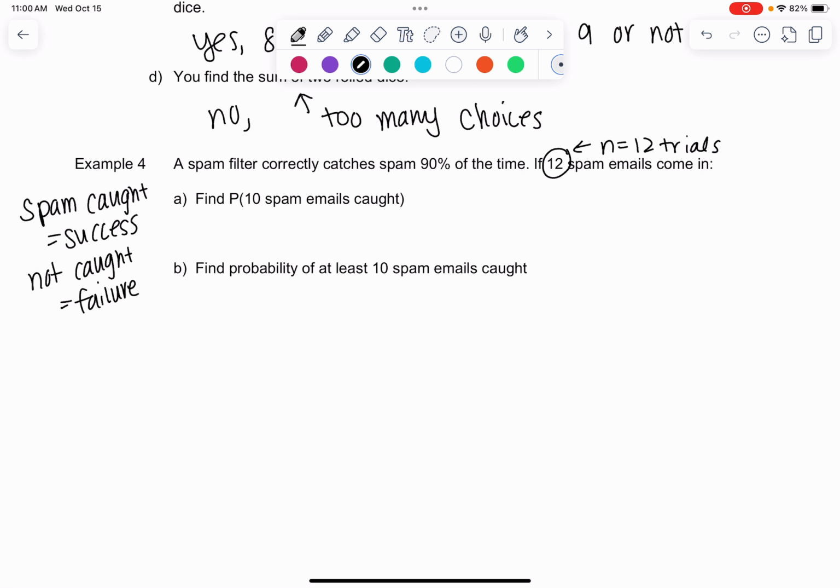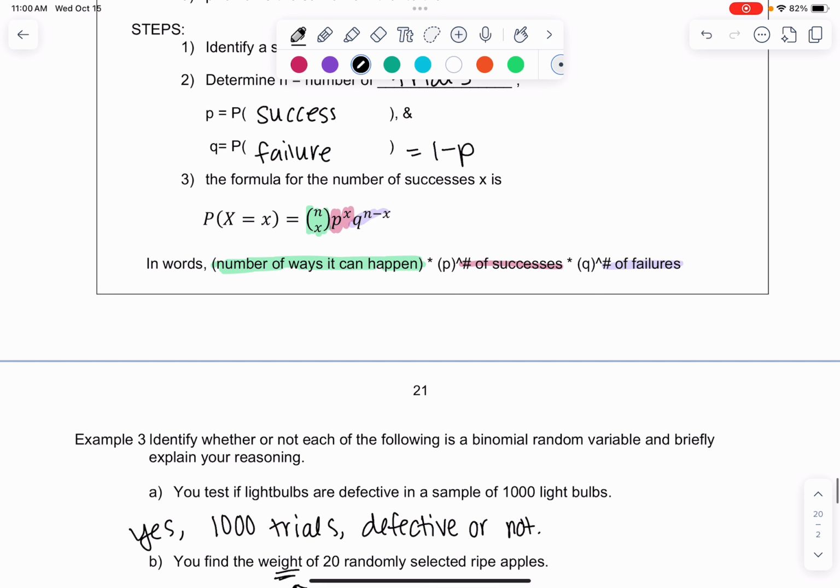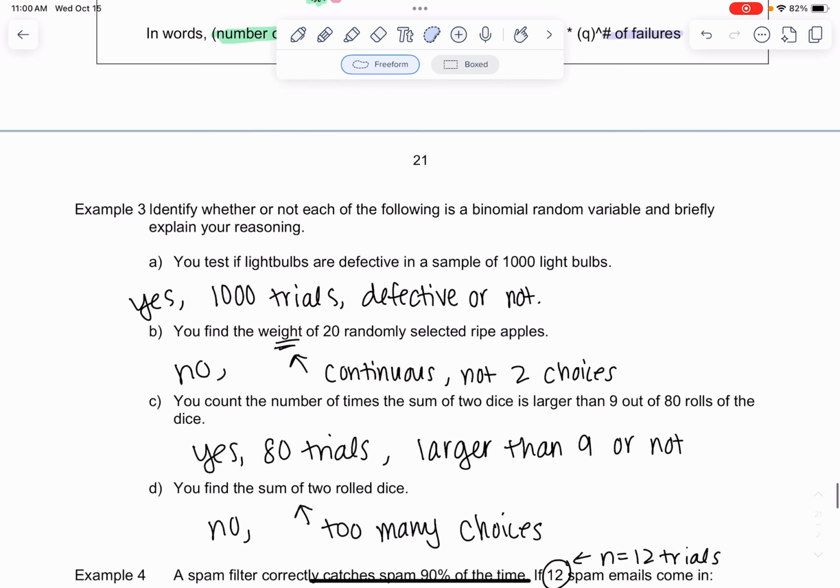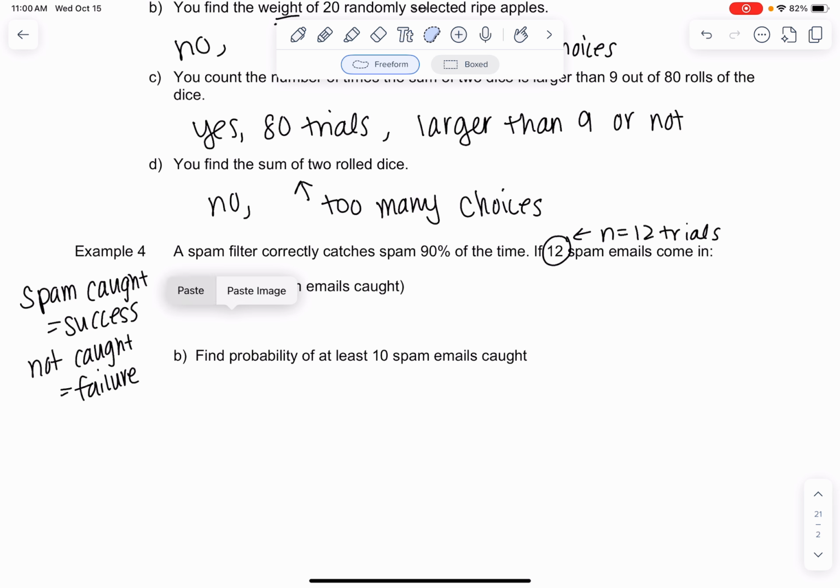So hopefully we can see why this is binomial. So let's go ahead and plug into that kind of intimidating formula. So I'm going to go ahead and just copy and paste it so we can peek at it. So we went over this in the last video.